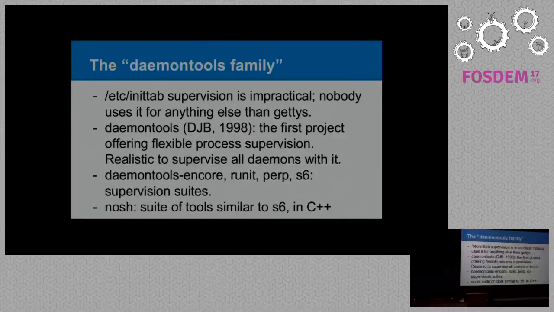In 1998, Daniel Bernstein, DJB, wrote daemontools, which is the first project offering flexible process supervision. It is the grandfather of all supervision suites. And for the first time, it was realistic to supervise all your daemons on a system with it. So later on, of course, it was imperfect. It was a pioneer. So later on, there were other attempts to improve on that. There were, for instance, daemontools-encore. There was runit, which is probably today the best-known supervision suite. There was perp, which is less known, but it's still part of the daemontools family, and it works. There is s6. All of those are supervision suites.